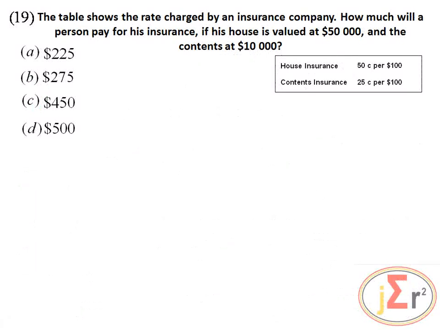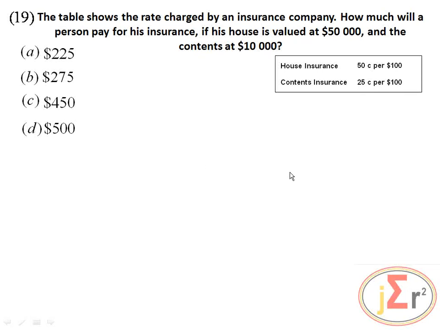The table shows the rate charged by an insurance company. How much will a person pay for his insurance if his house is valued at $50,000 and the contents at $10,000? Of course, we will need to multiply the value of the house by the rate for the house, and we need to multiply the contents by the rate of the contents.